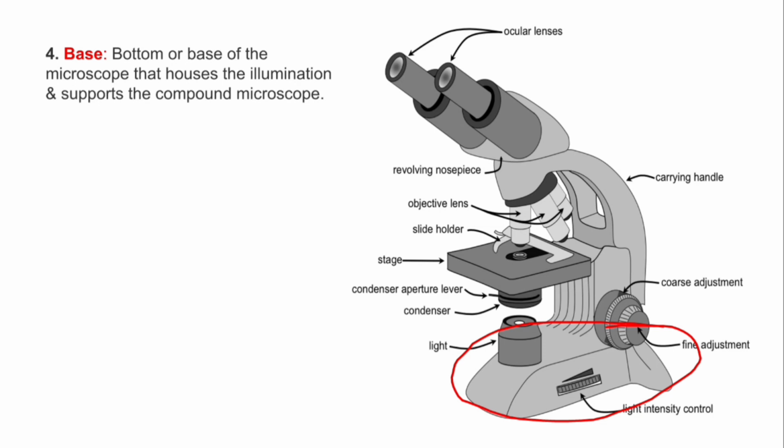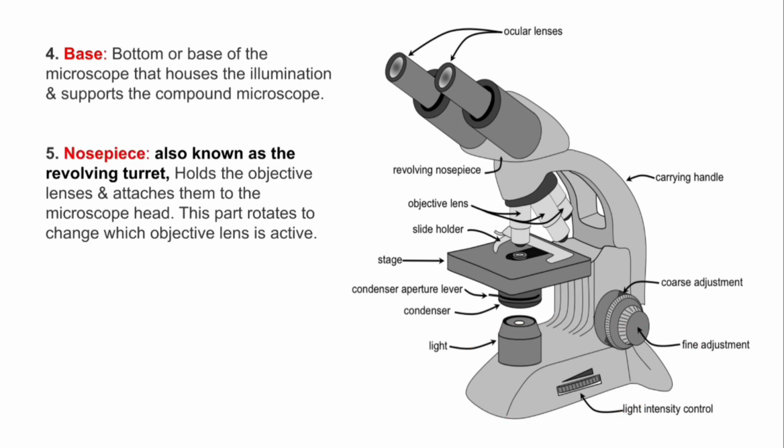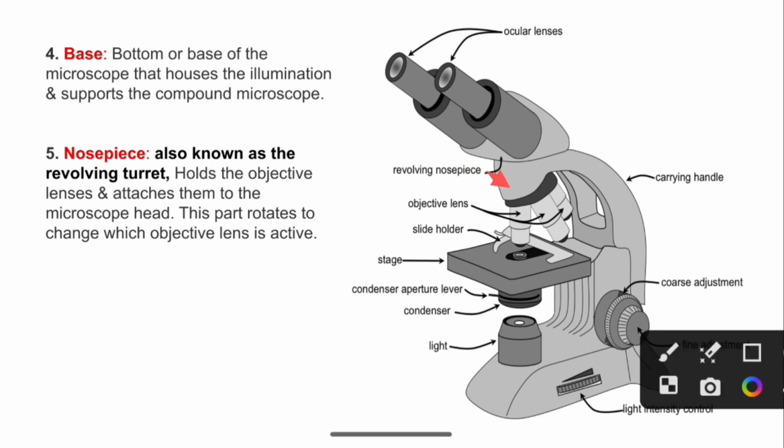Next one is nosepiece. It's also known as the revolving turret. It holds the objective lenses and attaches them to the microscope head. So students, you can see this black portion. This is the nosepiece.